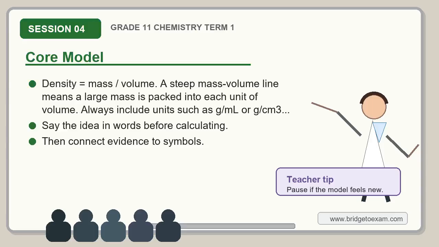And what symbol or calculation represents it? The core model is this. Density equals mass per volume. A steep mass-volume line means a large mass is packed into each unit of volume. Always include units such as g per mL or g per cubic centimeter, and compare your answer with known values or class data for reasonableness. Do not rush to an answer. Build the model first, then let the model guide the calculation or explanation.